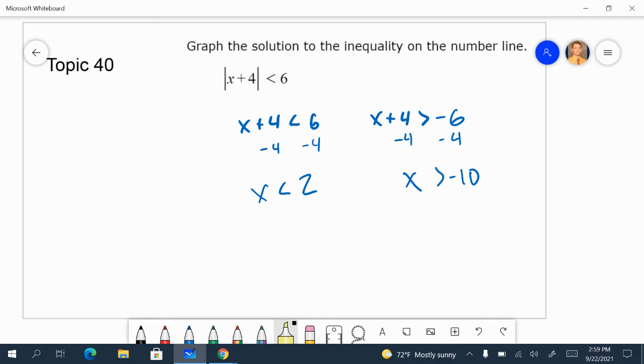So after I solve them, I've flipped my sign on this one and I've made it a negative. We're going to subtract 4 from both sides, and that's basically it. What we're left with here is x is less than 2 for the first one, and x is greater than negative 10 for the second one. If I graph these quick, you can see why this works.